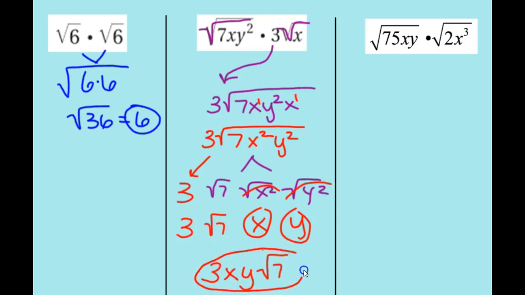Always put your square roots at the end, because otherwise it looks like the other numbers are underneath the square root, and they're really not. They're all multiplied together.